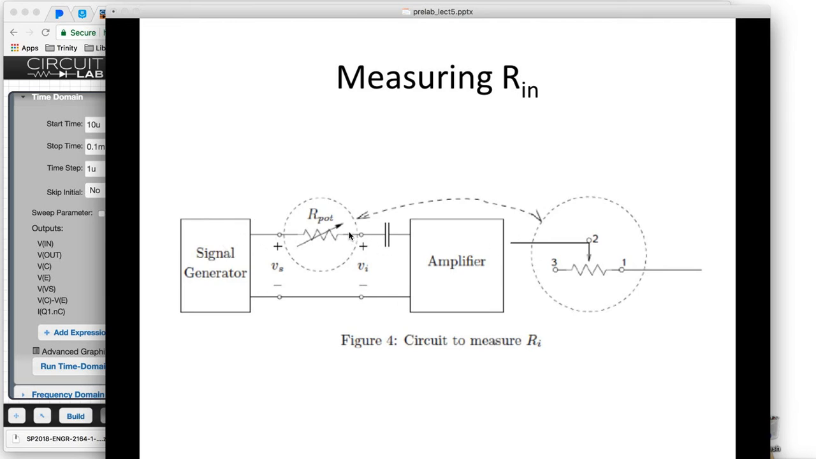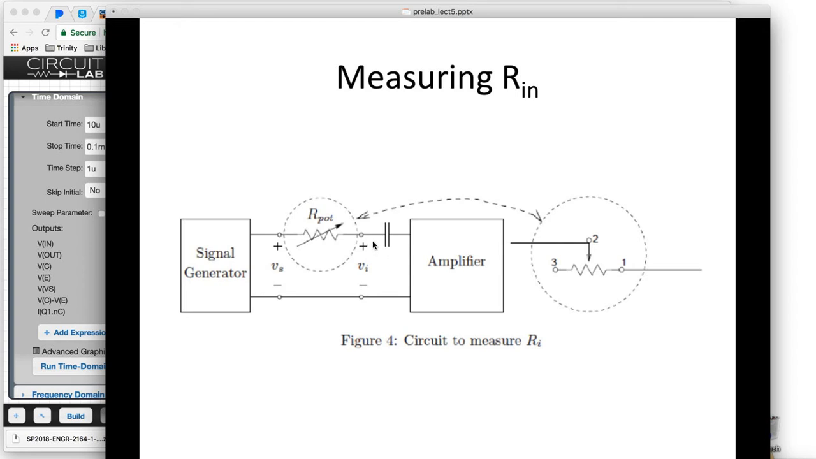I'll monitor it, and then I'll adjust our pot set up as a variable resistor. So the resistance between pin 2 and pin 1 changes. And I'll adjust our pot until Vi is half the sine wave of Vs. And when that's the case, I know that R pot is equal to Rin, and then I can take our pot out and measure it with my DMM and get an actual number for that.